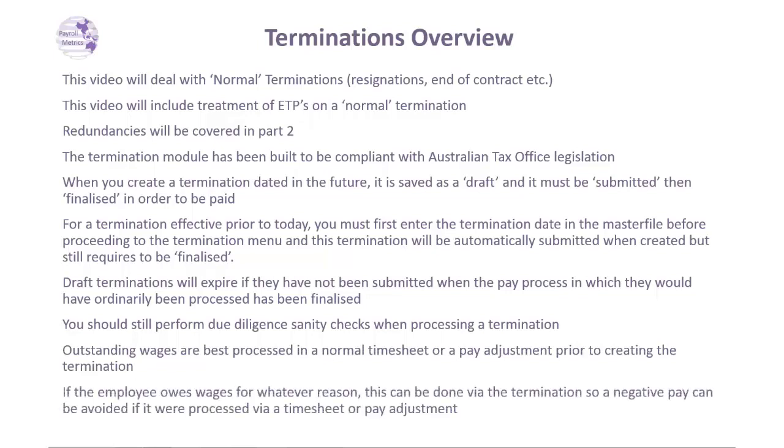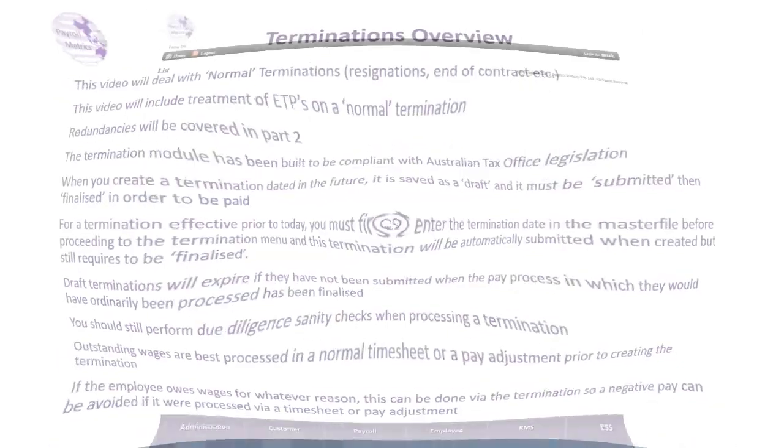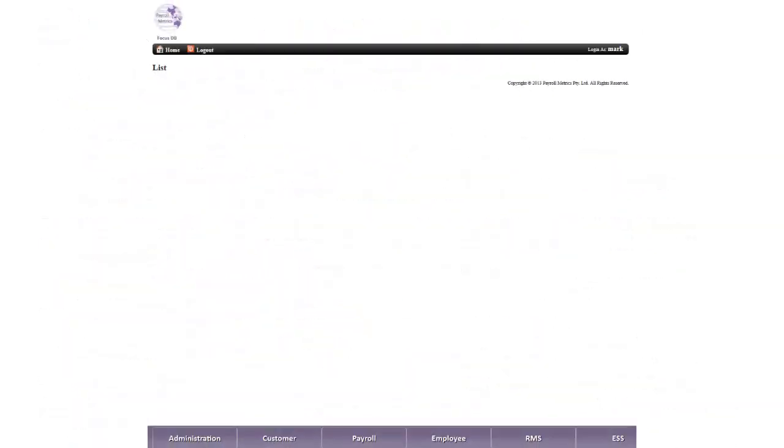The termination module can include adjustments to wages, but this is best reserved for situations where the employee owes you wages to be reduced from the termination payments. This is because if entered in a normal timesheet, a negative pay would result. With that in mind, we will concentrate on the payment of termination entitlements in the demonstration.